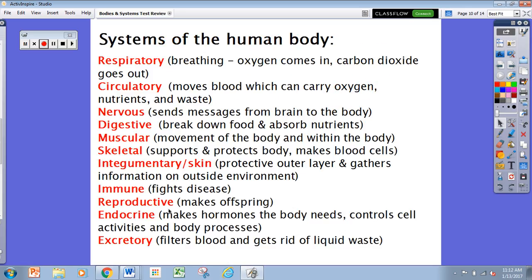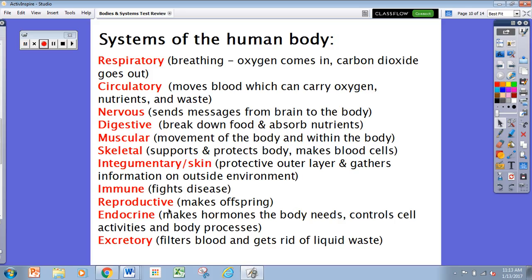So, systems of the human body. Now, you don't have to know all the systems and the parts of the systems. I'm just giving this brief overview of what they do, just as a refresher, so that you can remind yourself how the systems work together. We're going to talk a little bit in a couple minutes about some of the interactions, the way that systems work together.